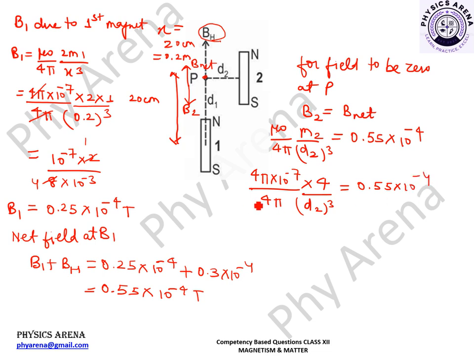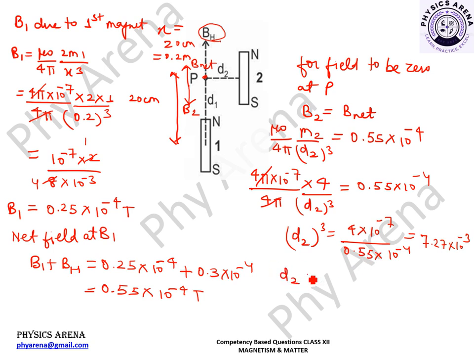And finally, we can solve it. This 4 pi gets cancelled out with this 4 pi. And d2 cube will be equal to 4 multiplied by 10 to the power minus 7 divided by 0.55 multiplied by 10 to the power minus 4. So when we solve it out, 4 divided by 0.55 is 7.27. And this 10 to the power minus 4 will go in the numerator. It will make it 10 to the power minus 3.